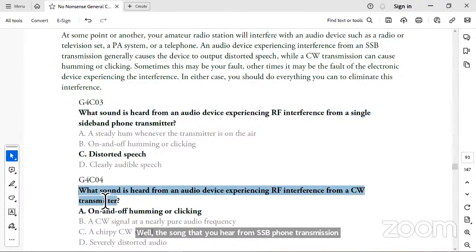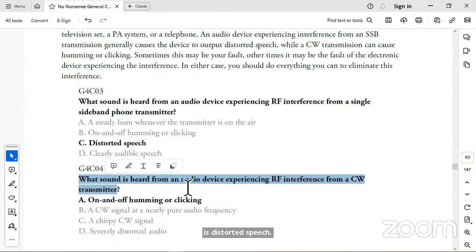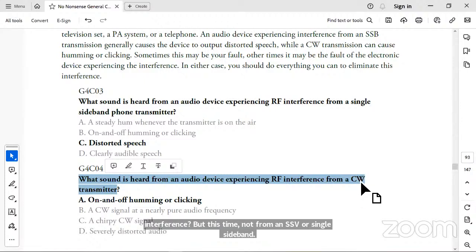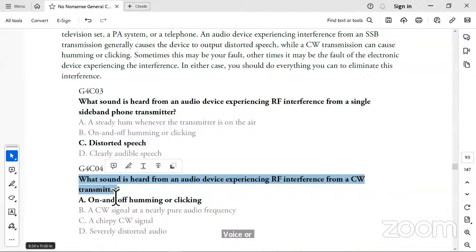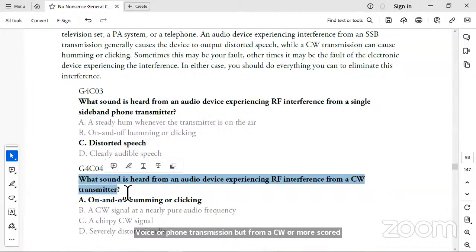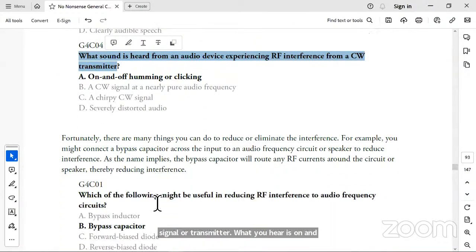Okay. Similar related question. What sound is heard from an audio device experiencing RF interference, but this time not from an SSB or single sideband voice or phone transmission, but from a CW or Morse code signal or transmitter? What you hear is on and off humming or clicking.